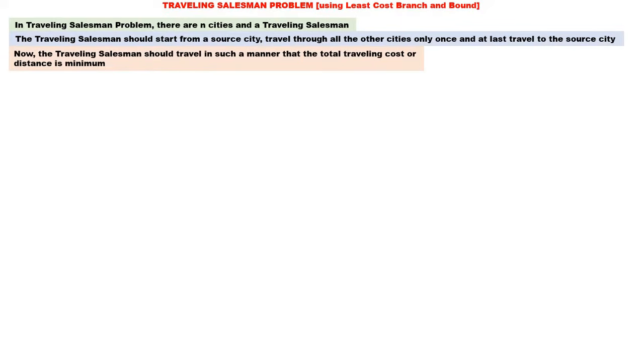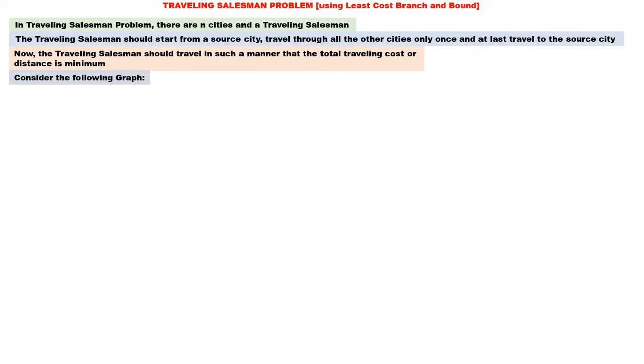In the traveling salesman problem, there are n cities and a traveling salesman. The traveling salesman should start from a source city and travel through all the other cities only once, and at last travel back to the source city. But he should travel in such a manner that the total traveling cost or the distance is minimum.